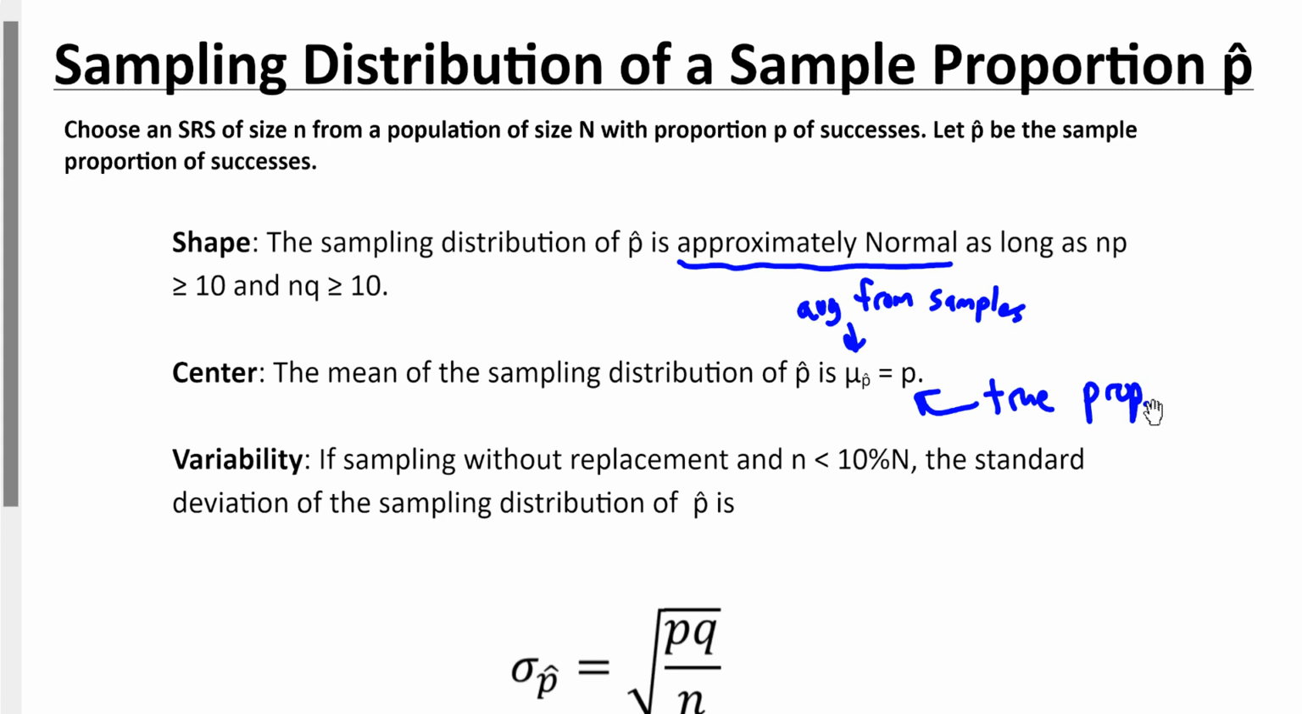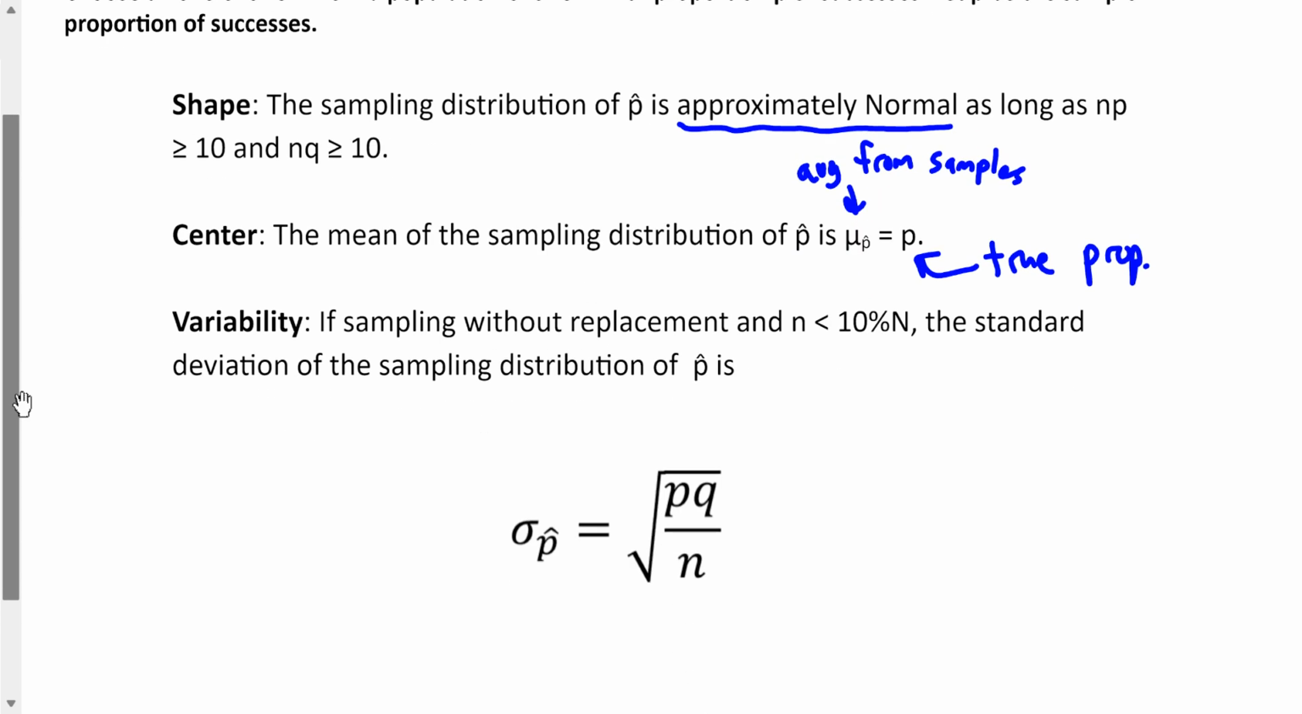And then likewise, variability. We just found that for the sampling distribution, as long as it's without replacement, we're assuming independence. That's important. And n has to be less than or equal to 10% of the entire population. That's the other part that helps us with the independence condition. Assuming those things are true, the standard deviation would be the square root of pq over n. So make sure you have those down. We're going to now utilize those with a couple examples.